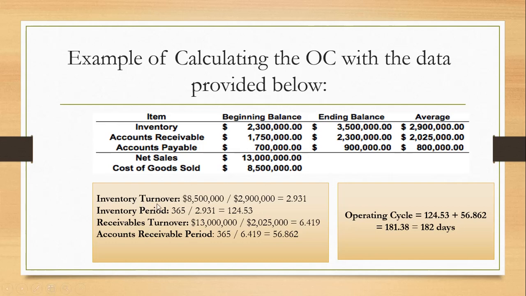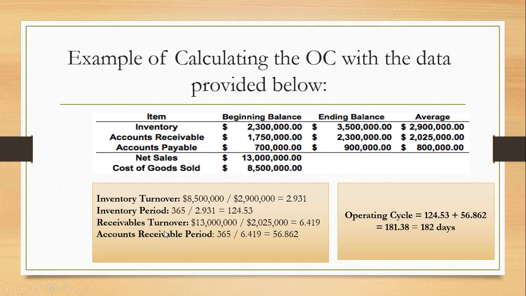Inventory turnover equals cost of goods sold, which is 8,005,000, divided by average inventory, which equals 2,009,000, which equals 2.93. Inventory period equals 36.5 divided by inventory turnover, which is calculated here as 2.931.